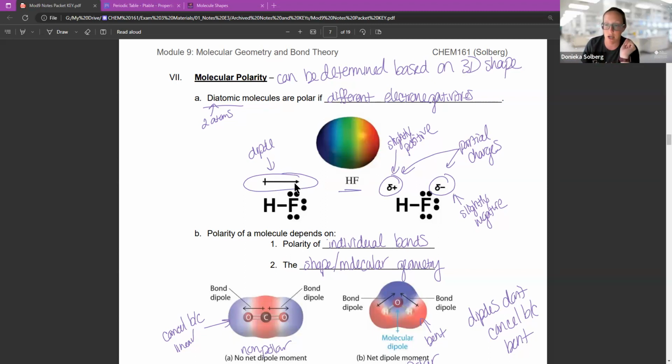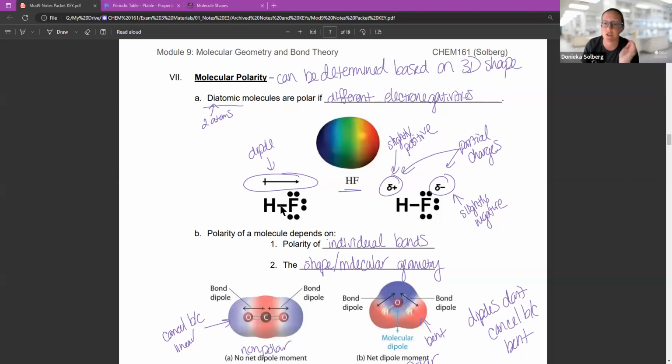This is how we draw our dipole. This is how we show a partial positive. That's a delta plus. This is how we show the partial negative. That's delta minus, means it's a little bit negative and a little bit positive. So they will attract other things that are negative and positive, or ions and things like that.